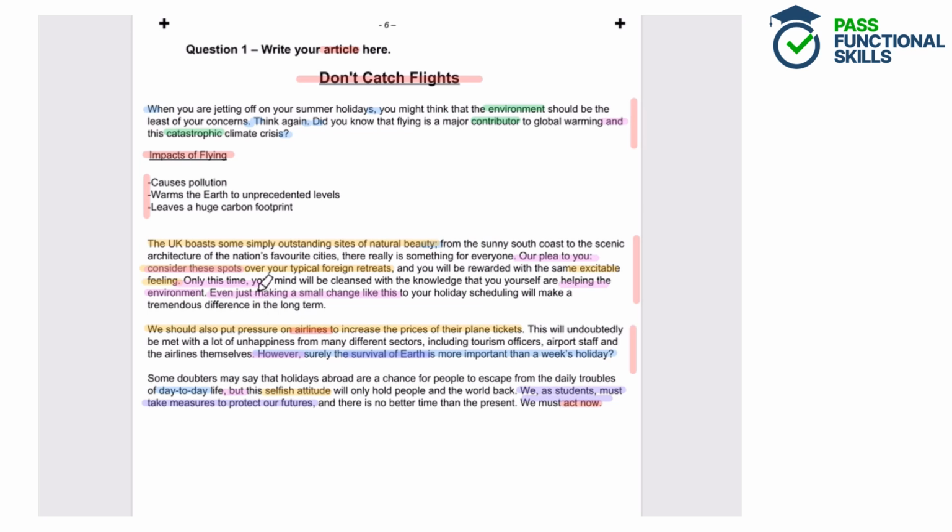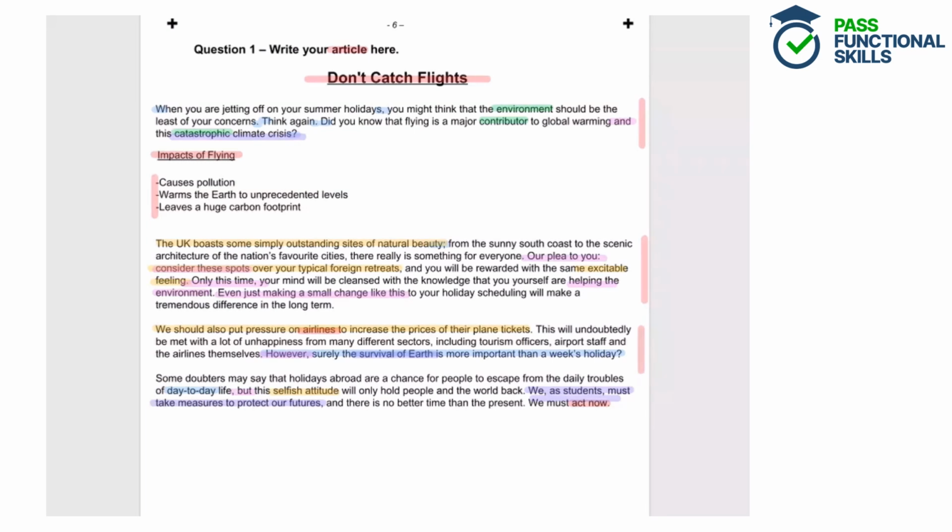We've also got the use of alliteration in "catastrophic climate crisis" to draw the reader's attention right from the very start and make them focus on this issue. So overall, really well suited to the purpose and audience, using appropriate language and register throughout. Finally, does this answer contain any complex sentences?